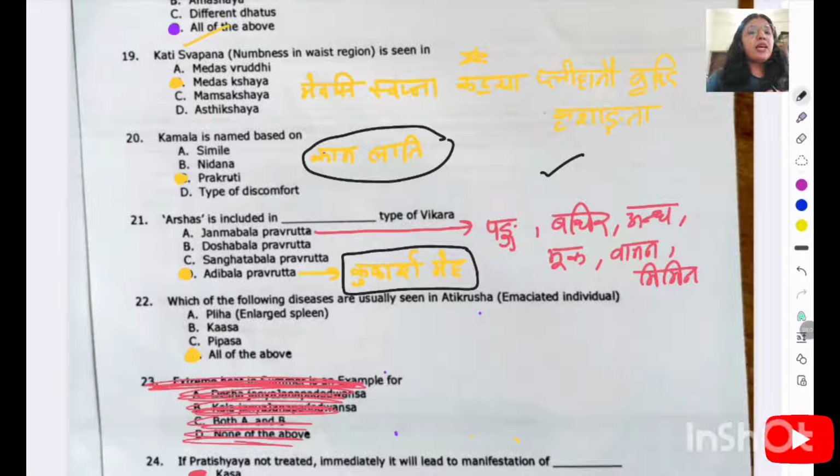Second, Janmabala is basically due to Mithya Ahara Vihara, the regimen followed during pregnancy, as well as due to the Dauhrida concept in pregnancy. There are some other diseases that happen due to Janmabala, that is Pangu, Badhira, Andha, Mook and Vamana and Minmina.